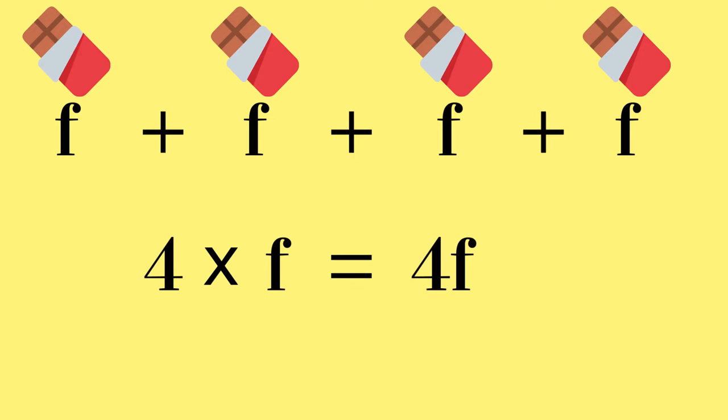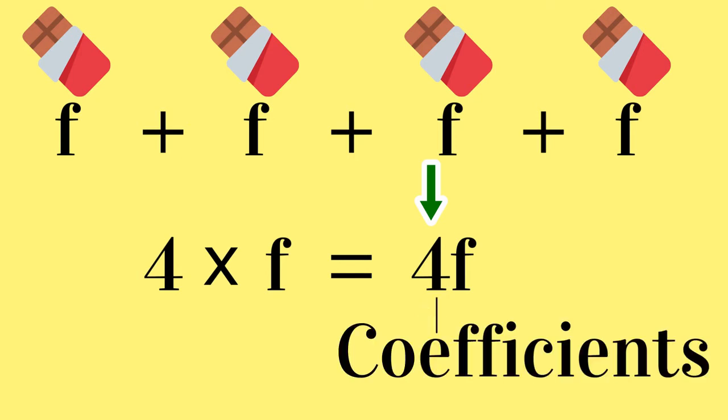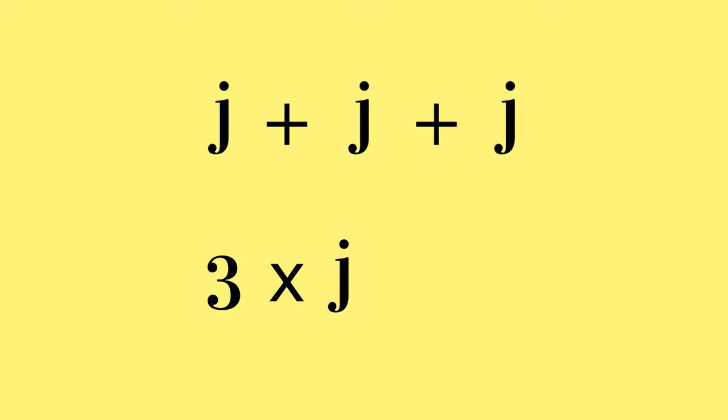One thing to note is that you will always put the number first. So for example, you would never write f4, but always 4f with the number in front. Numbers written next to letters in this way are known as coefficients. Another example of this would be j plus j plus j. Here we have 3 multiplied by j, which is 3j.